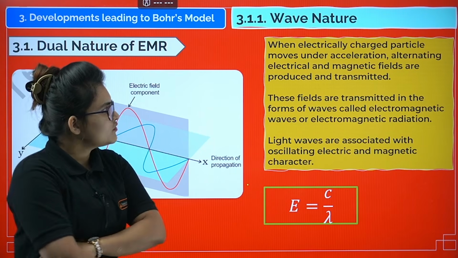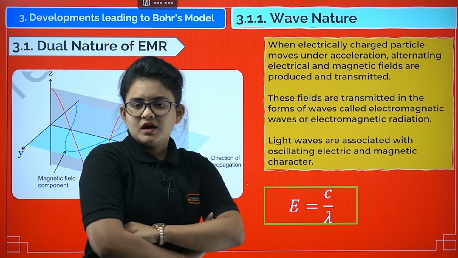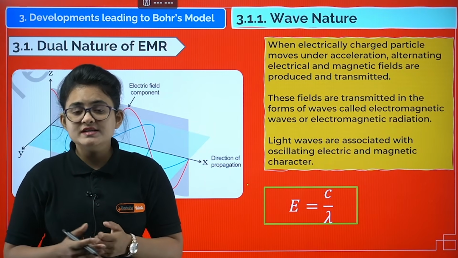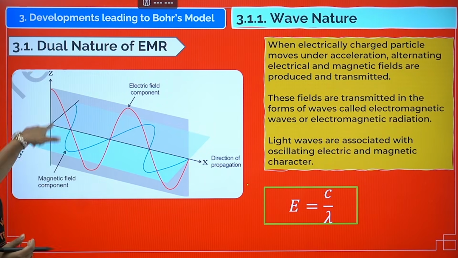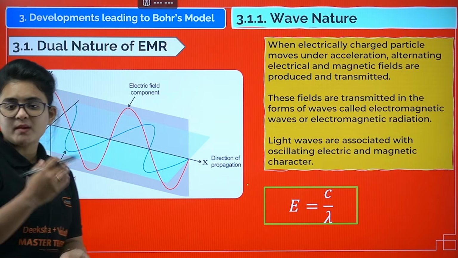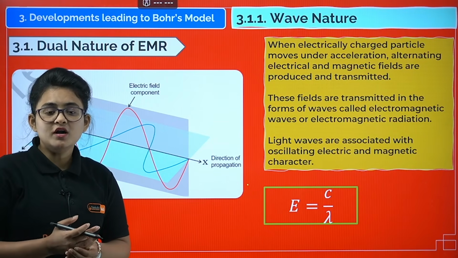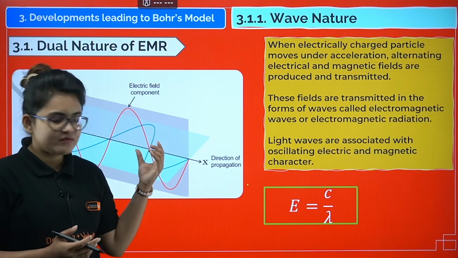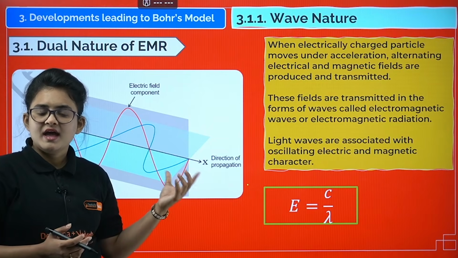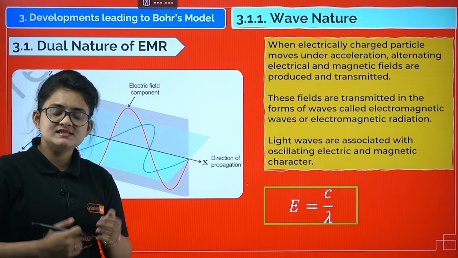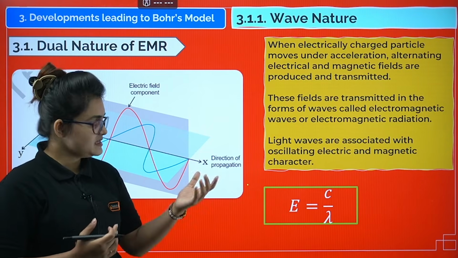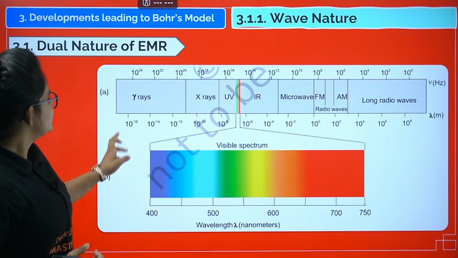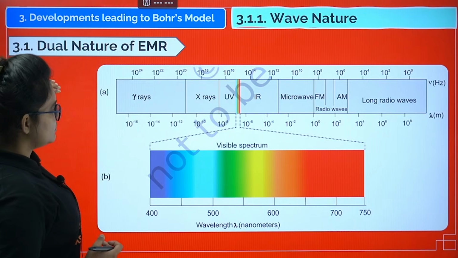When an electrically charged particle moves under acceleration, alternating electrical and magnetic fields are produced. Here you can see the electrical field and magnetic field are perpendicular to each other. They are called electromagnetic waves. Light waves have this electromagnetic character, and the energy can be explained as E equals c by lambda, where c is the velocity of light. Let's go ahead. So here comes the wave nature.